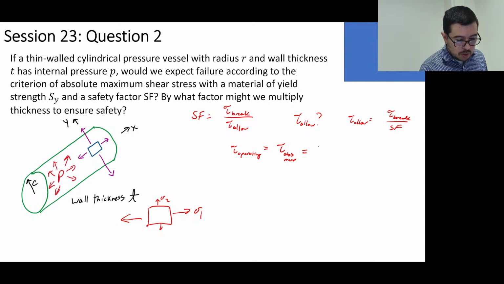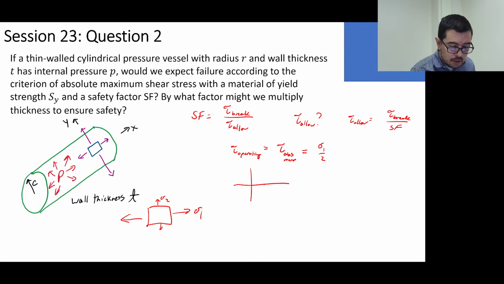Yes. So let's back out. You did it right. It's going to be sigma 1 over 2. How do we get that? Because we know from Mohr's circle, this was my sigma 2, this was my sigma 1, and this was my sigma 3 at the origin. And so what you just did is you said, oh, it's sigma 1 over 2. What is sigma 1 equal to?